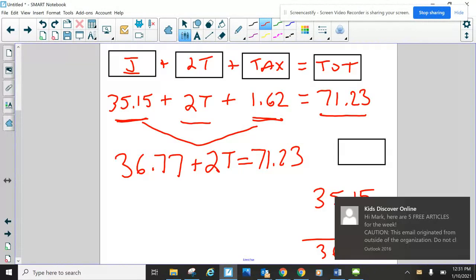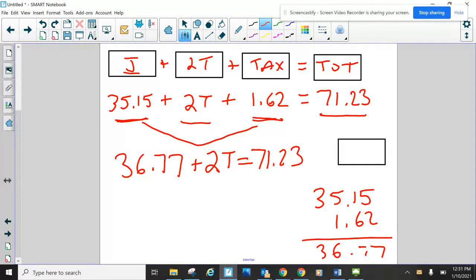I still have to add the cost of the two t-shirts, and that will give me my total of $71.23, right? So now I have a dilemma. How do I figure out how much the cost of those two t-shirts was? Well, I know that this plus this equals this. Something plus 36.77 gives me 71.23. So I'm going to use the inverse operation to addition. I'm going to subtract this 36.77 from this 71.23, and that should give me the cost of these two t-shirts, right? Because these two parts right here make up this bigger part. I need to find out what the missing part was, and I'm going to use subtraction to do that.